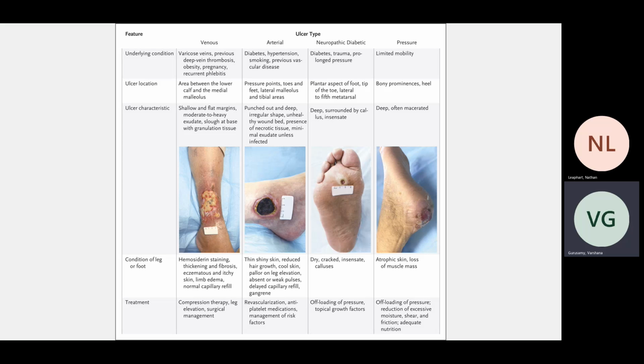So this happens all the time. I'll get somebody who the clinician thinks has PAD, but they really have venous insufficiency. So that's obviously a whole different thing that I treat.